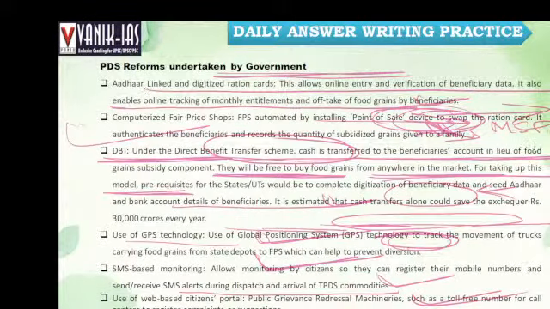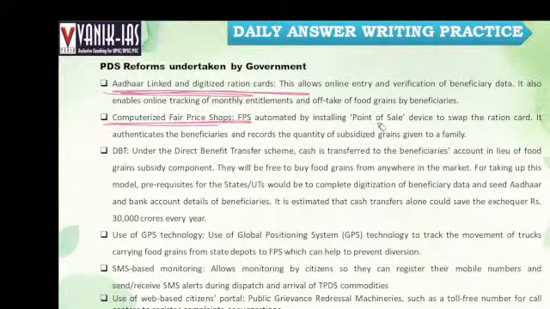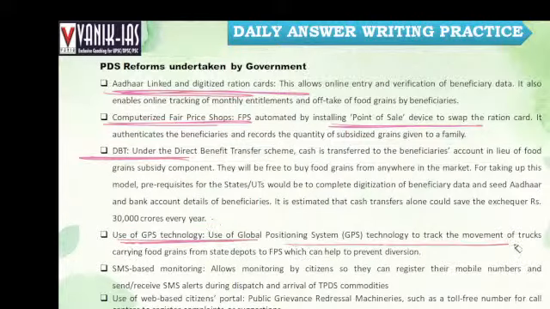Then what reforms are undertaken by the government? Aadhaar-linked digital ration cards, Aadhaar link, so that will address the leakage. Computerized fair price shops, right? Point of sale devices, right? Ration card portability, all these things will reduce the leakage. Direct benefit transfer, use of GPS technology, positional technology for movement of trucks, so that the leakage will be reduced. It will exactly reach where it should reach.